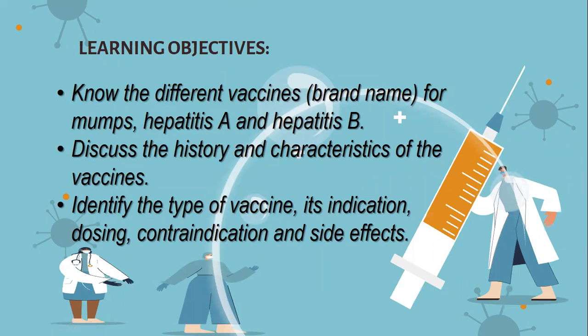So this is our learning objectives. For this discussion, we are able to know the different vaccines under its brand name for the illnesses such as mumps, hepatitis A and hepatitis B. Then discuss the history and characteristics of each of the vaccines. And lastly, identify the type of vaccine, its indication, dosing, contraindications, and side effects.